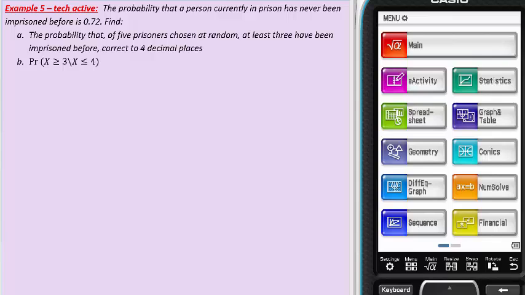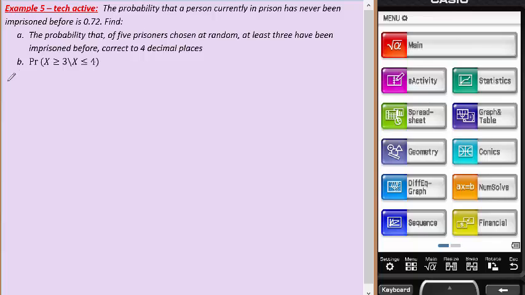Here's another binomial question where we're having a look at the delightful topic of imprisonment. So we have the probability that a person currently in prison has never been in prison before is 0.72. So let's start defining our variables.